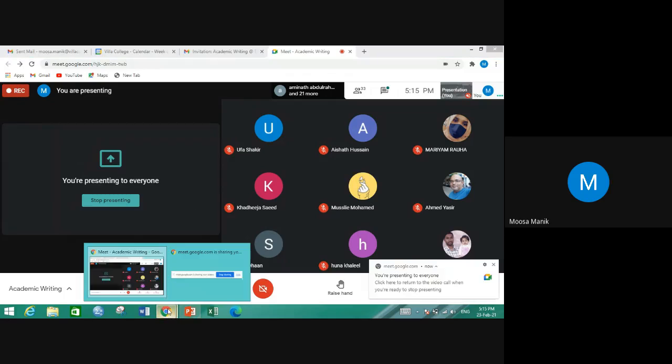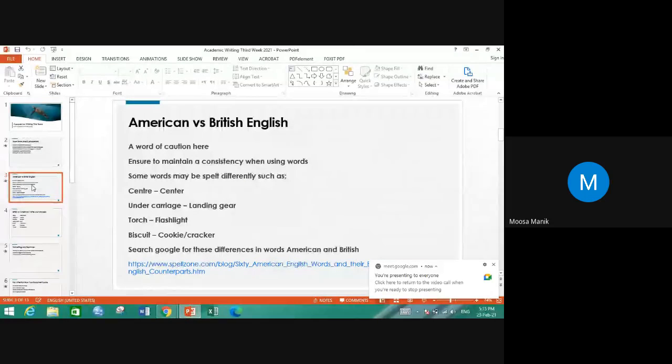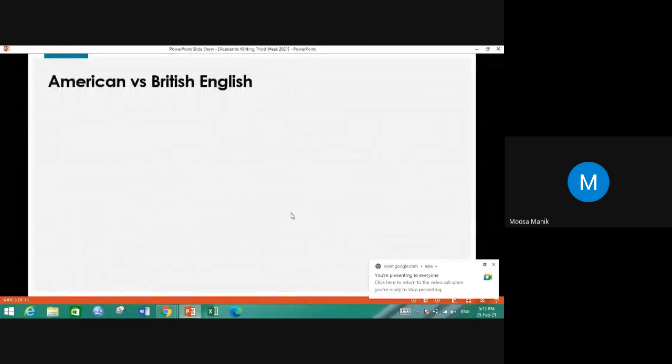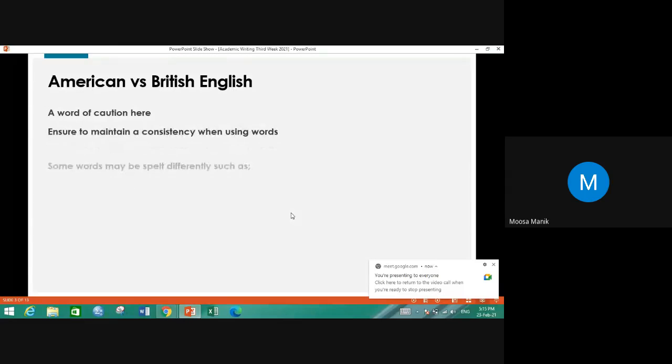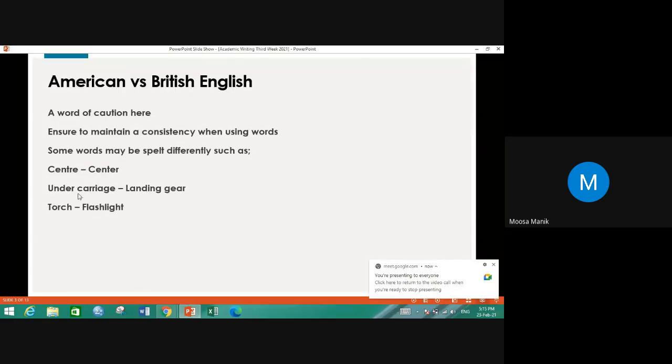Going back to the slides. Undercarriage is, of course, the wheels of an aeroplane, the ones that go up and down. When they want to land the aeroplane, they will have the undercarriage down. But you can see that these are different sets of words used to describe those. In British English, it's undercarriage, and in American English, it's a landing gear.